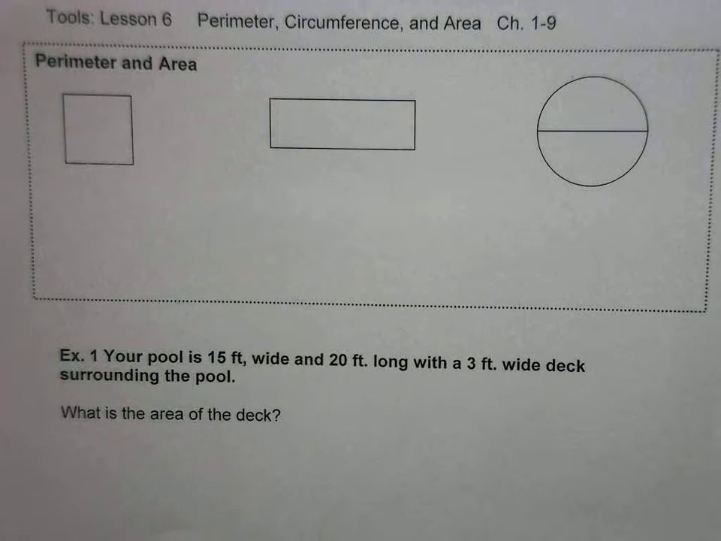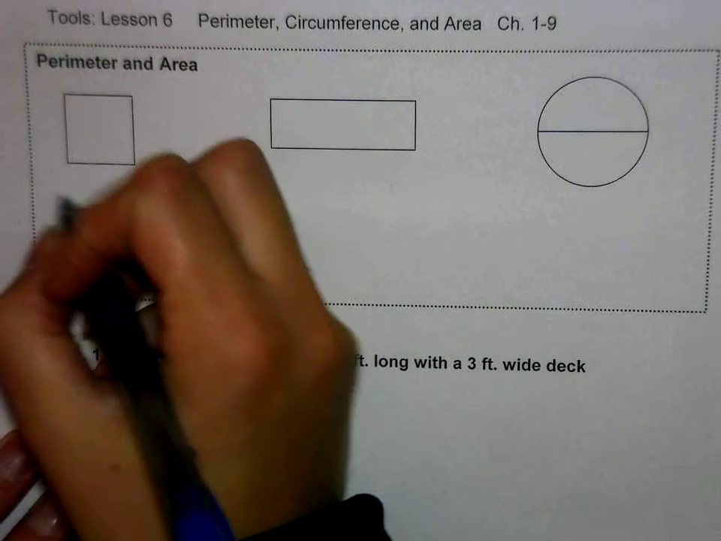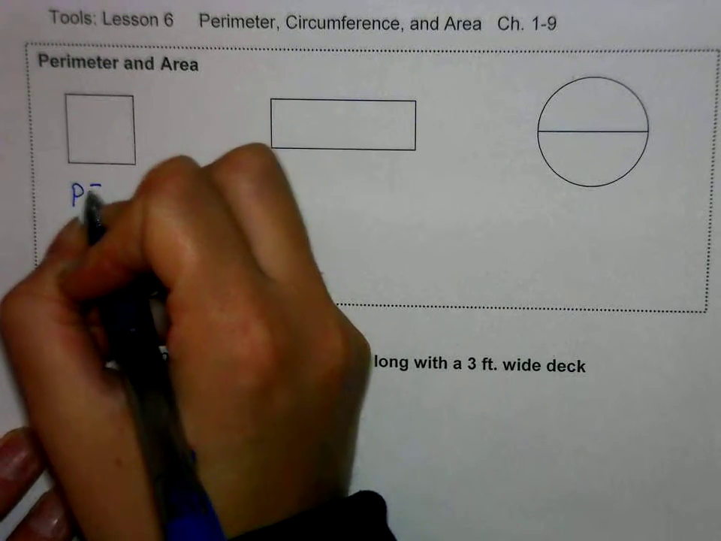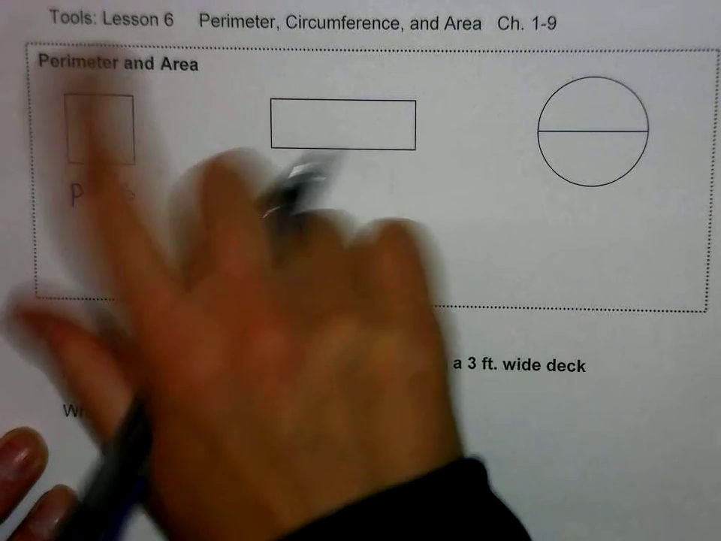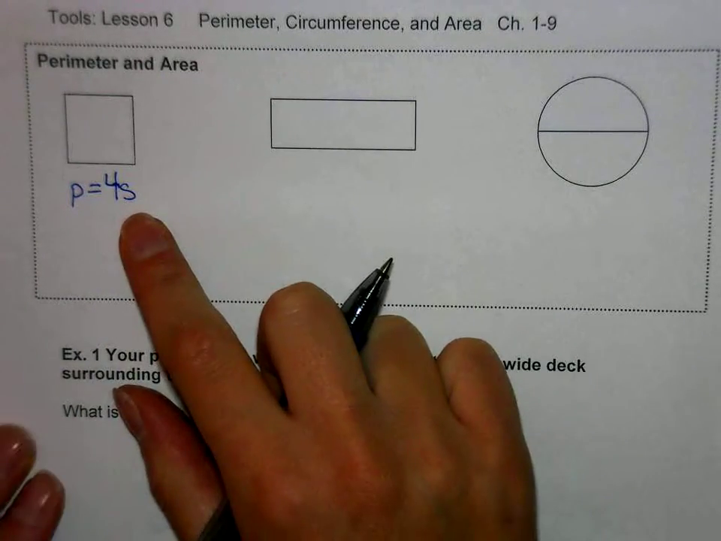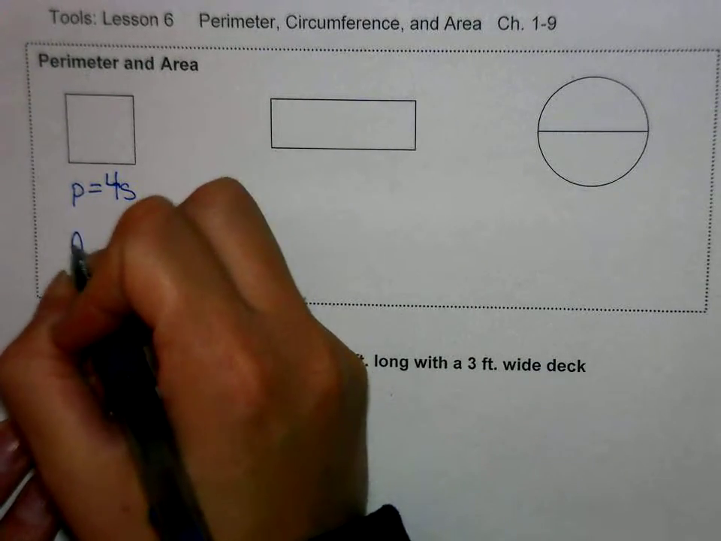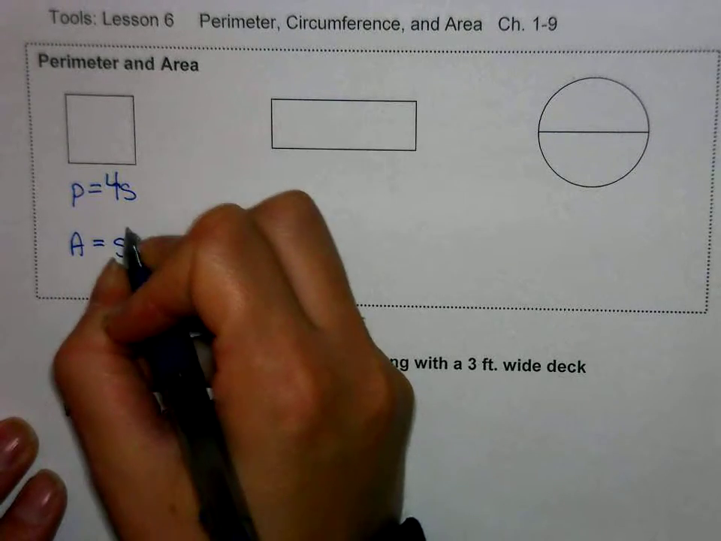Today we're going to be looking at perimeter, circumference, and area. If we look at our square, the formula for finding the perimeter of a square is 4 times our side. So we have 4 sides that equal 4 times s. To find area, it equals our side squared.